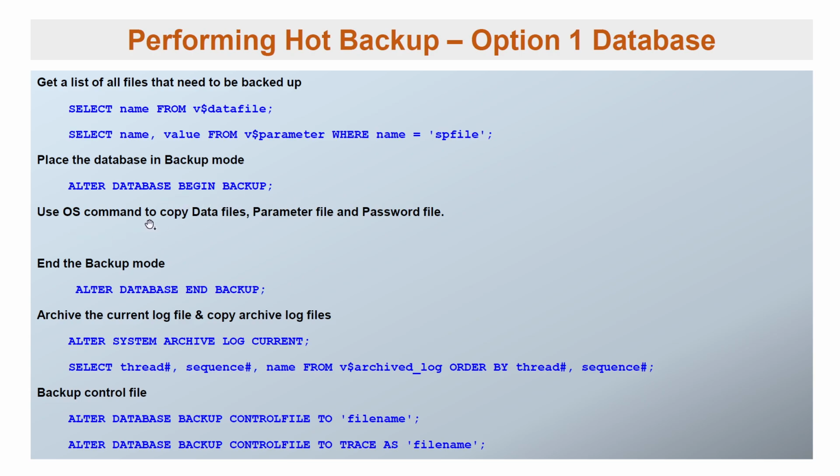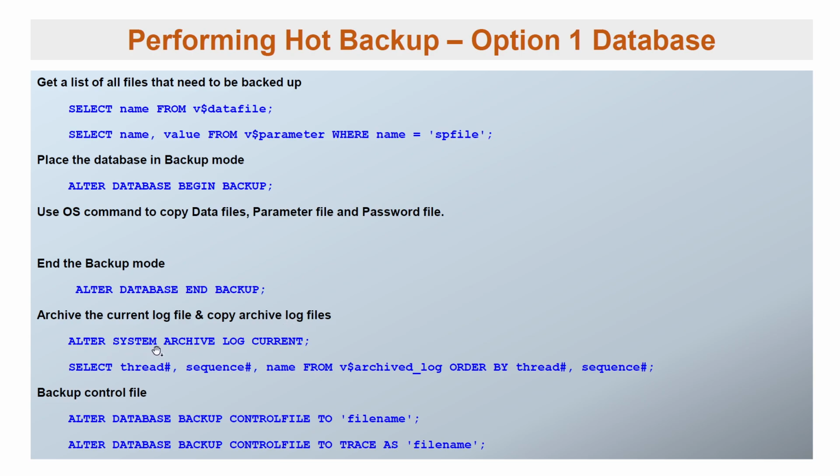Using the OS command, copy the data file, parameter file, and password file to the backup location. Once you have copied them, end the backup mode using alter database end backup. Remember to archive the current log file and copy the archive log file. So, alter system archive log current.